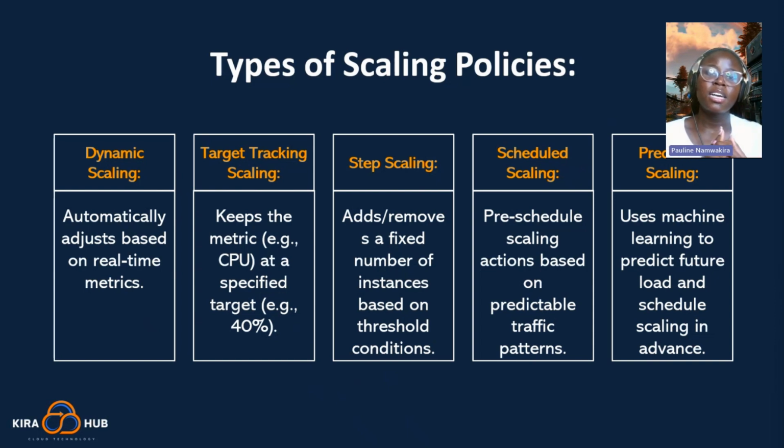So in this case, we are saying that if the CPU utilization goes above 40%, add 1 instance, and if it goes below 40%, remove 1 instance. We have a fixed number of instances.